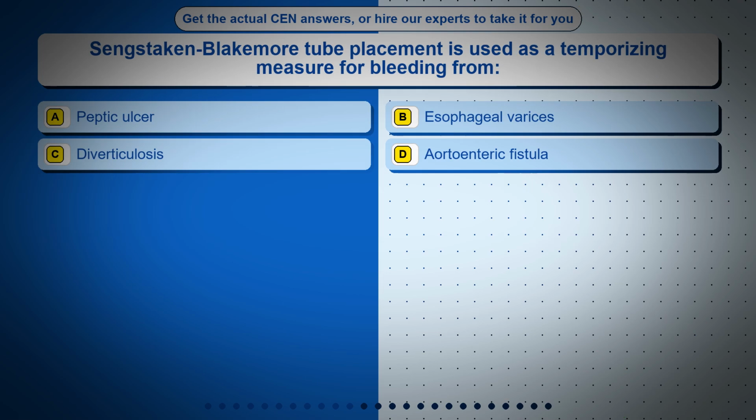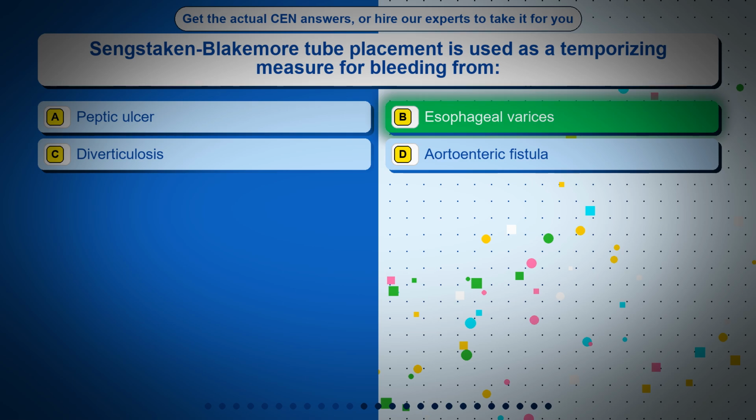Question 11. A Sengstaken-Blakemore tube placement is used as a temporizing measure for bleeding from Option A, peptic ulcer, Option B, esophageal varices, Option C, diverticulosis, Option D, aortoenteric fistula. The correct answer is Option B, esophageal varices.